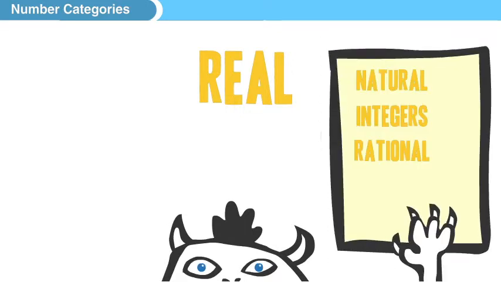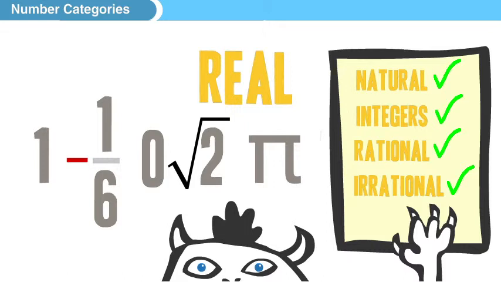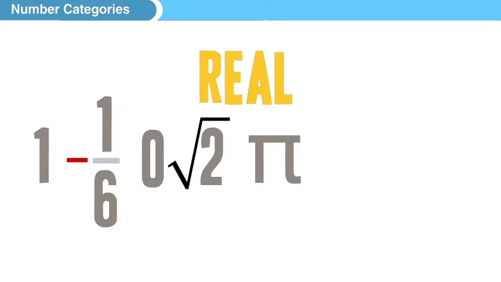Next up, we have the category of real numbers, which doesn't really add anything. It's just the category that includes all of the categories that we've talked about so far. So a real number is positive, negative, 0, rational, or irrational. All of those numbers are real numbers.